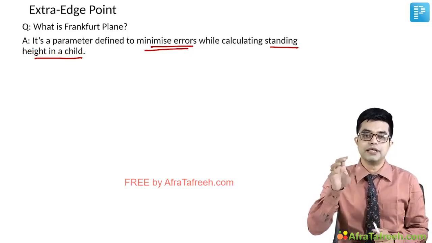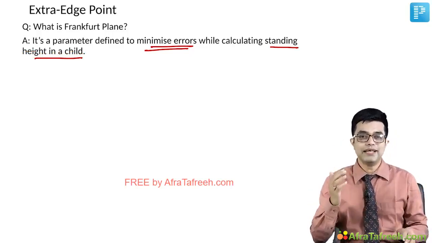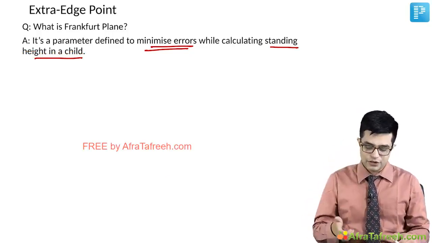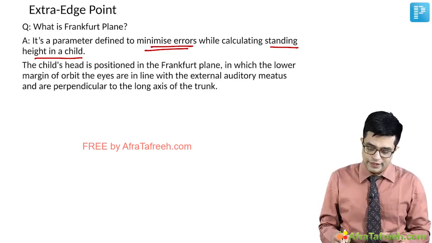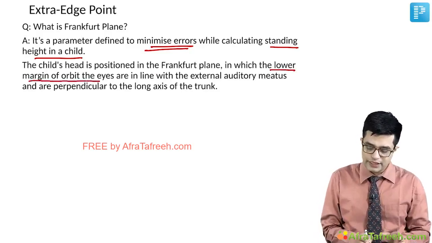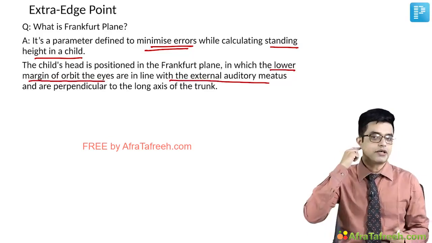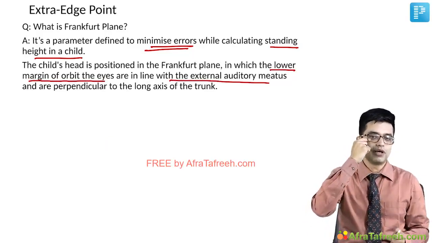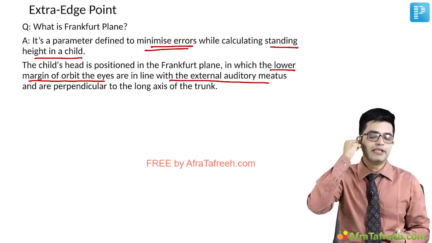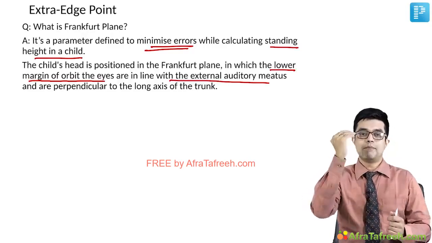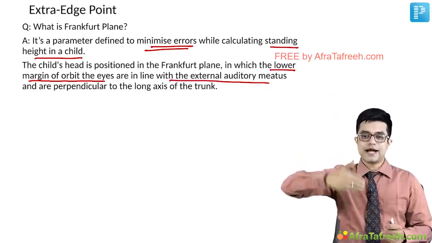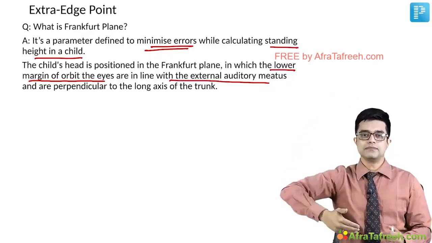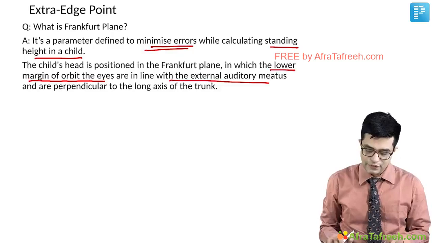What is the Frankfurt plane? I'll show you the picture. The lower margin of the orbit of the eyes is in line with the external auditory meatus. So this is the line, the lower part of the orbit should be in line with this, and this should be parallel to the ground and at 90 degrees to the standing person. That is called the Frankfurt plane.